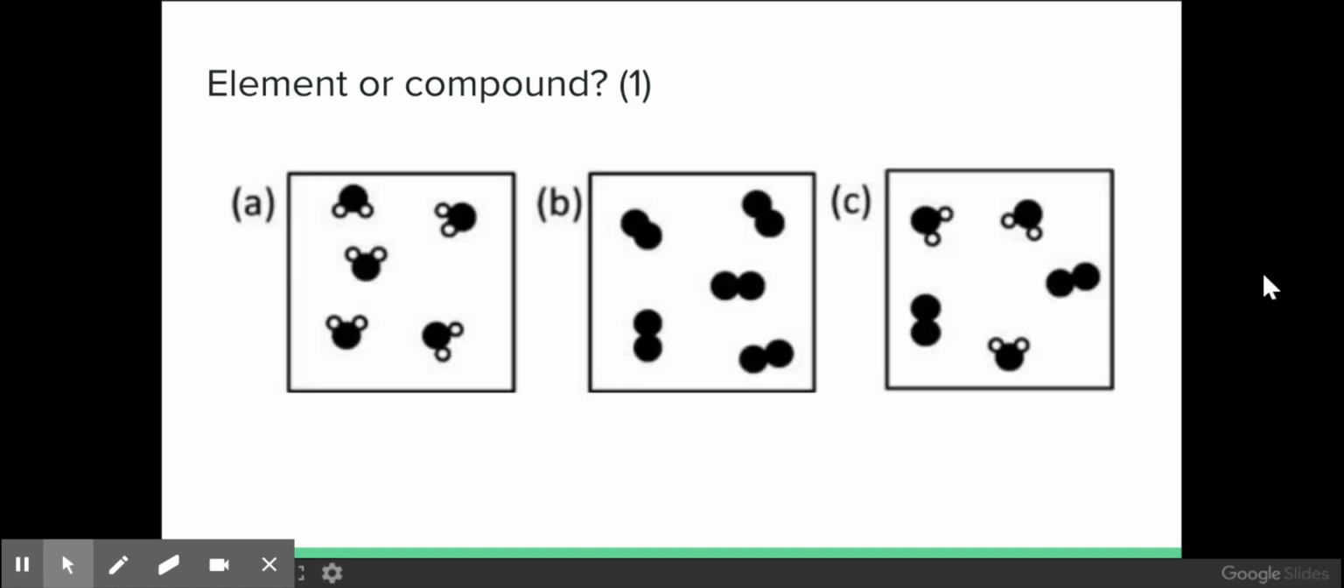So I'm going to take a second here to encourage you to pause the video and try to identify in these 3 blocks whether it's an element or a compound.